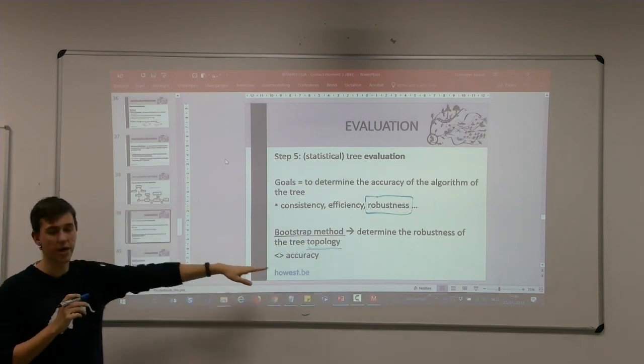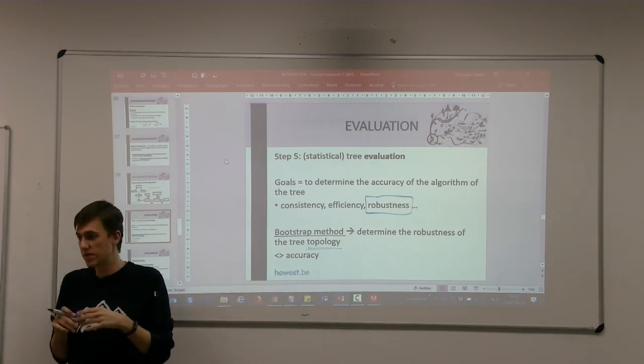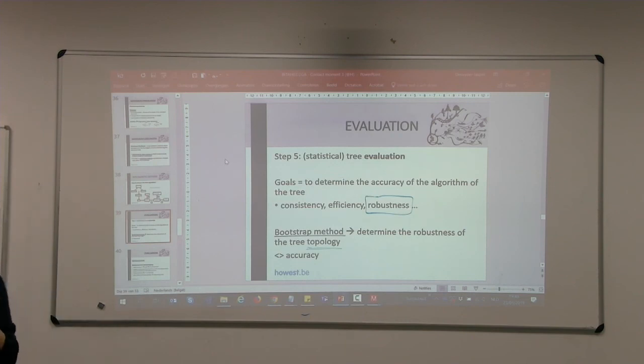Not if this tree is correct. We cannot evaluate that. So we can never evaluate if this is correct. It depends on the algorithms that you choose, it depends on the input that you have, and so on. The parameters that you set, so we can never detect that. But we can detect the robustness of the tree.